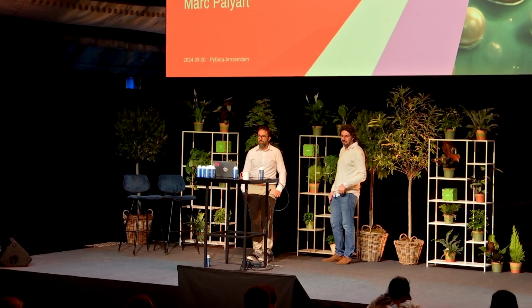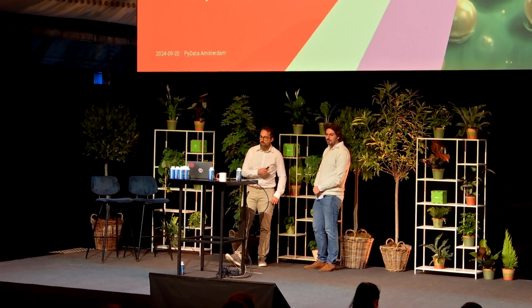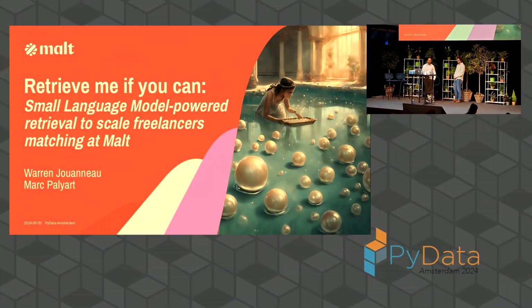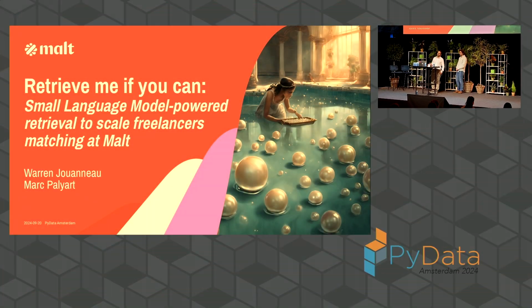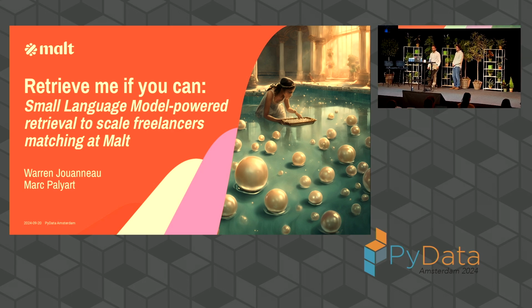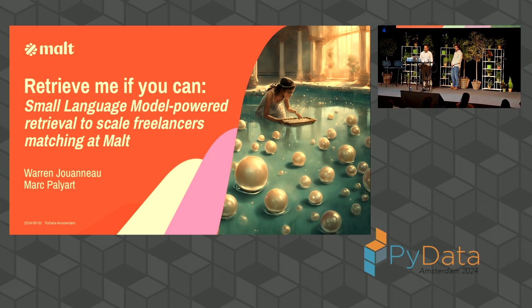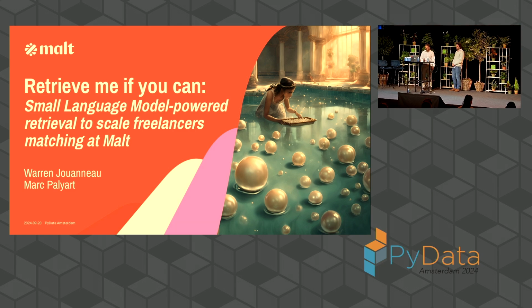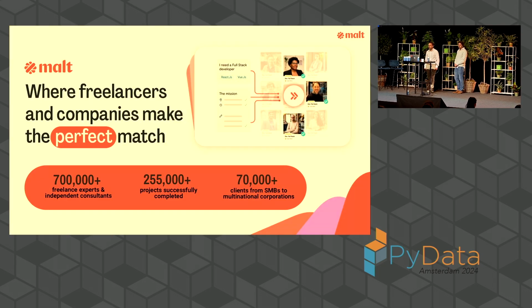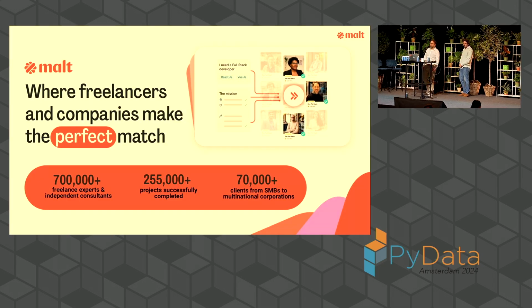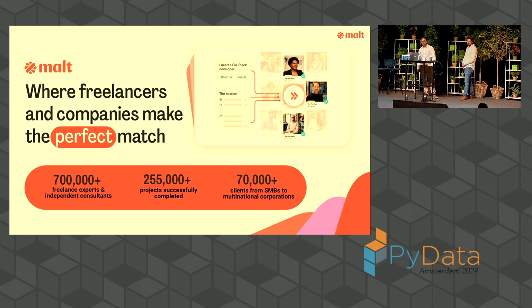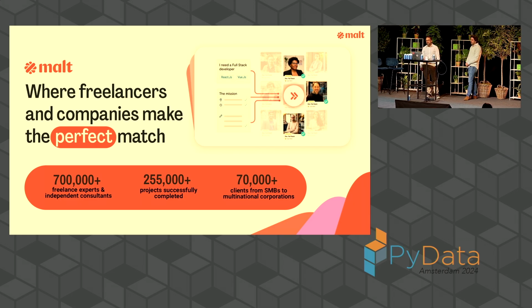Thank you for the introduction, and hi everyone. I'm Mark, and with my colleague Warren here, we're super excited to be here today to talk about how we scale freelancer matching at Malt, thanks to a small language model that is a bit special. First, a few words about Malt, because you might not all know the platform. We're the freelancing marketplace leader in Europe with more than 700,000 freelancers, and we make the perfect match happen between freelancers and companies.